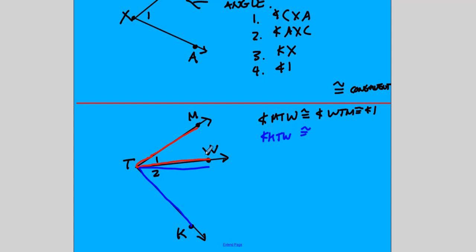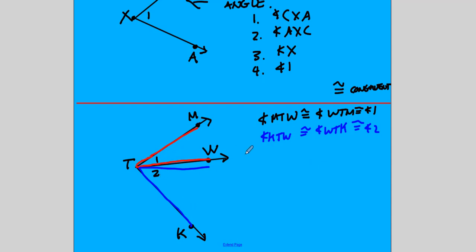Okay. You also have then angle KTW, which is congruent to angle WTK, which is congruent to angle 2. Okay, so the reason I can't use angle T here is because I don't know which angle I'm talking about. I have to be more specific.